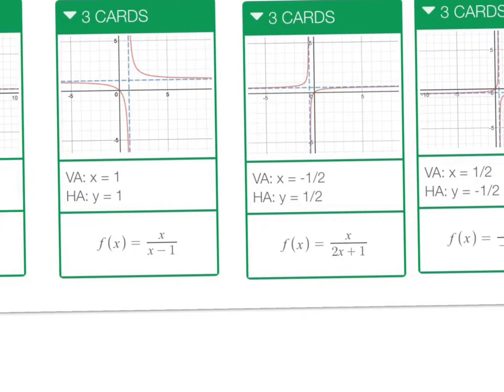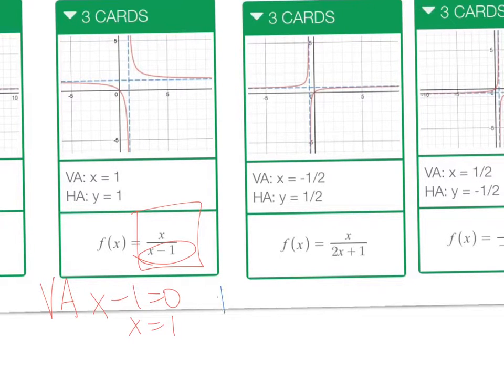Well, again, the vertical asymptote, like before, we're going to get from looking at the denominator. So when x minus 1 equals 0, this whole function becomes undefined. So then when x equals 1, that's a problem. That's why we're going to get the vertical asymptote of x equals 1.